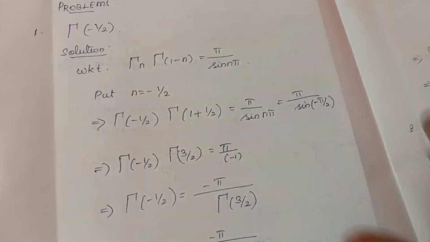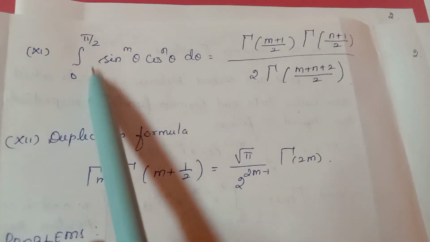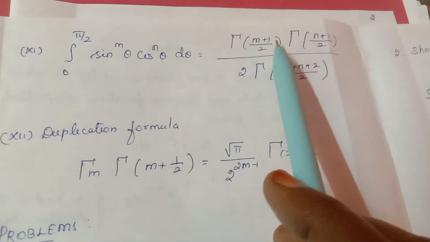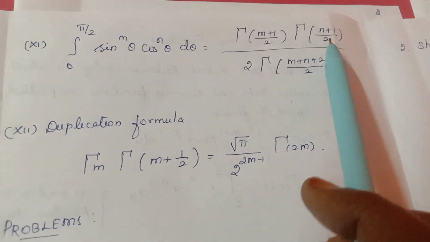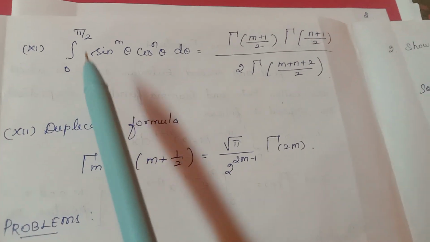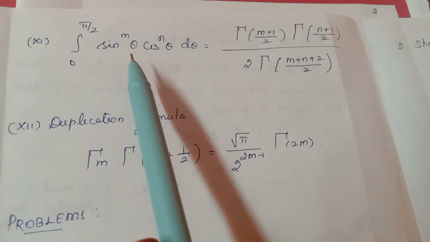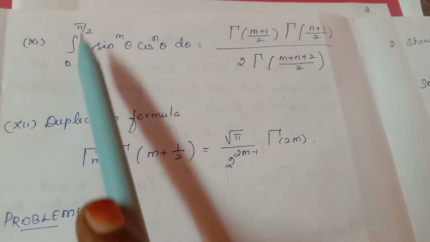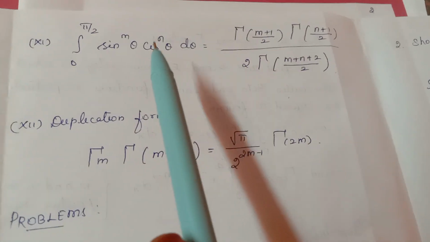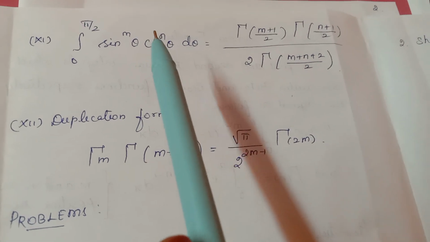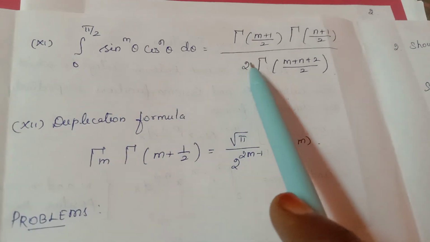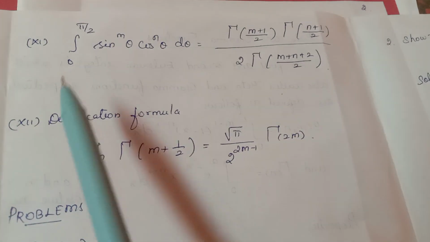Okay, then next one is integral 0 to pi by 2 sin power m theta cos power n theta equal to gamma of (m plus 1) by 2 into gamma of (n plus 1) by 2 divided by 2 times gamma of (m plus n plus 2) by 2. See, already you have studied the reduction formula for 0 to pi by 2 sin power m theta cos power n theta. But that reduction formula you studied only for m and n positive integers, but this formula is applicable for any values of m and n.